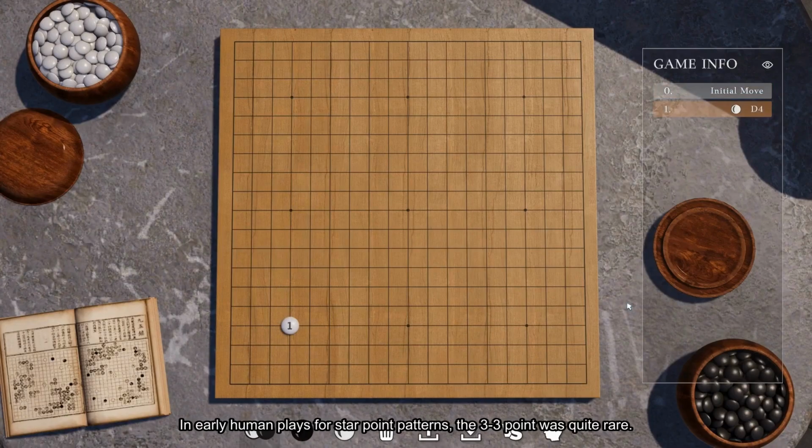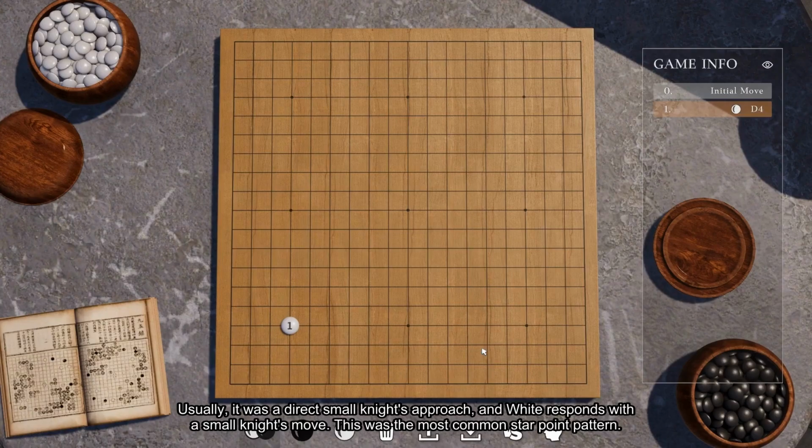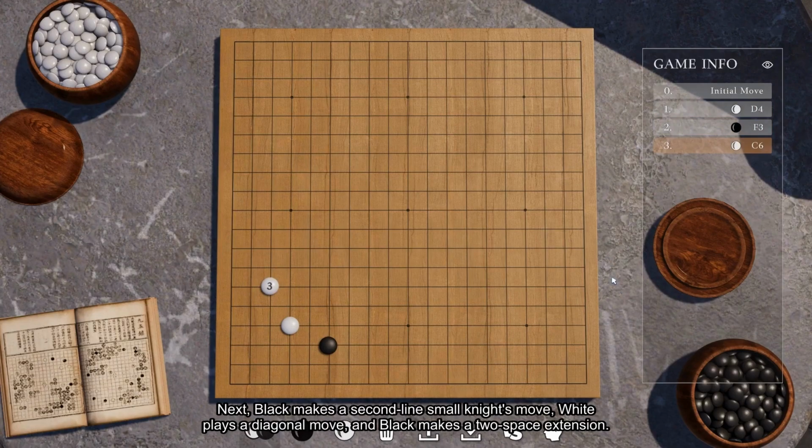In early human plays for star point patterns, the 3-to-3 point was quite rare. Usually, it was a direct small knight's approach, and white responds with a small knight's move. This was the most common star point pattern. Next, black makes a second line, small knight's move. White plays a diagonal move, and black makes a two-space extension.